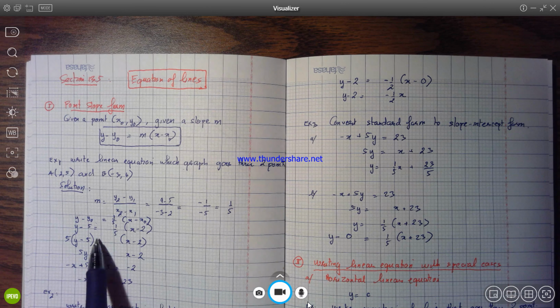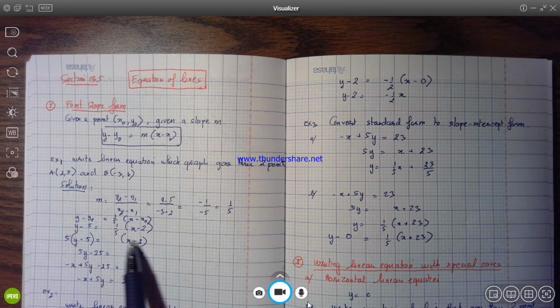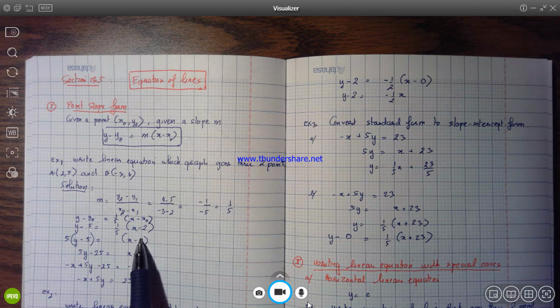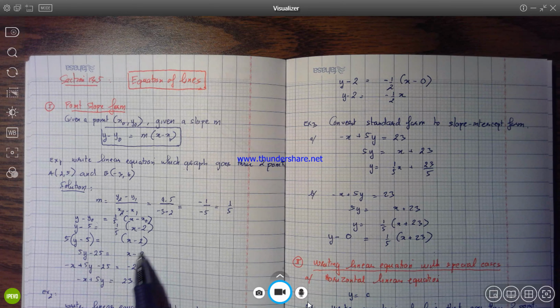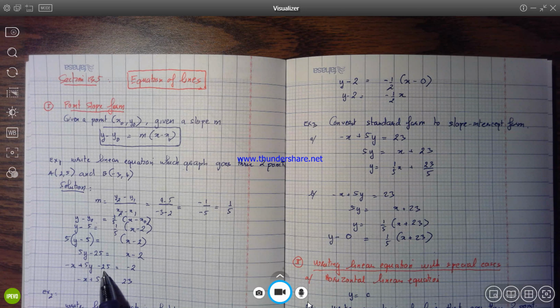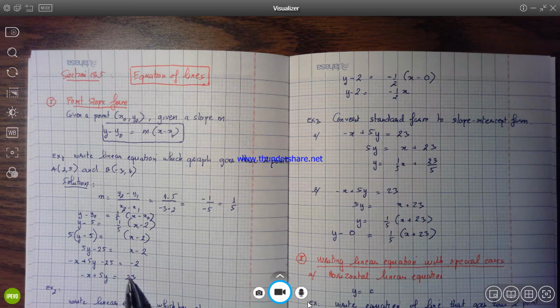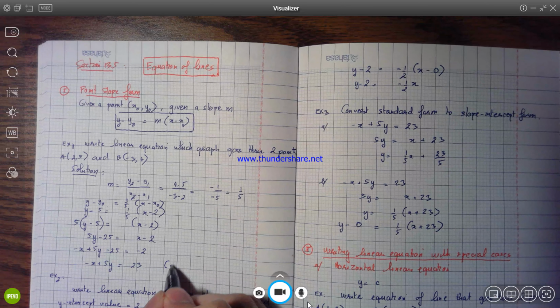For example, in this case, after you get the point-slope form, if you multiply both sides by 5 and distribute, and then isolate all the x terms and y terms on one side, adding 25 to both sides, you see that I can get the standard form. So this is the standard form.